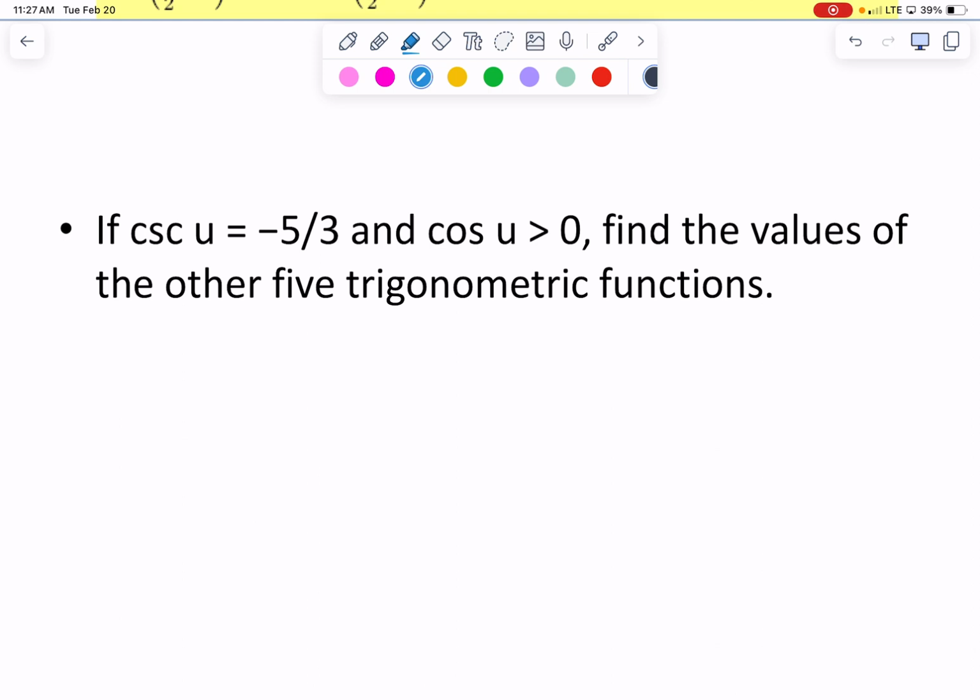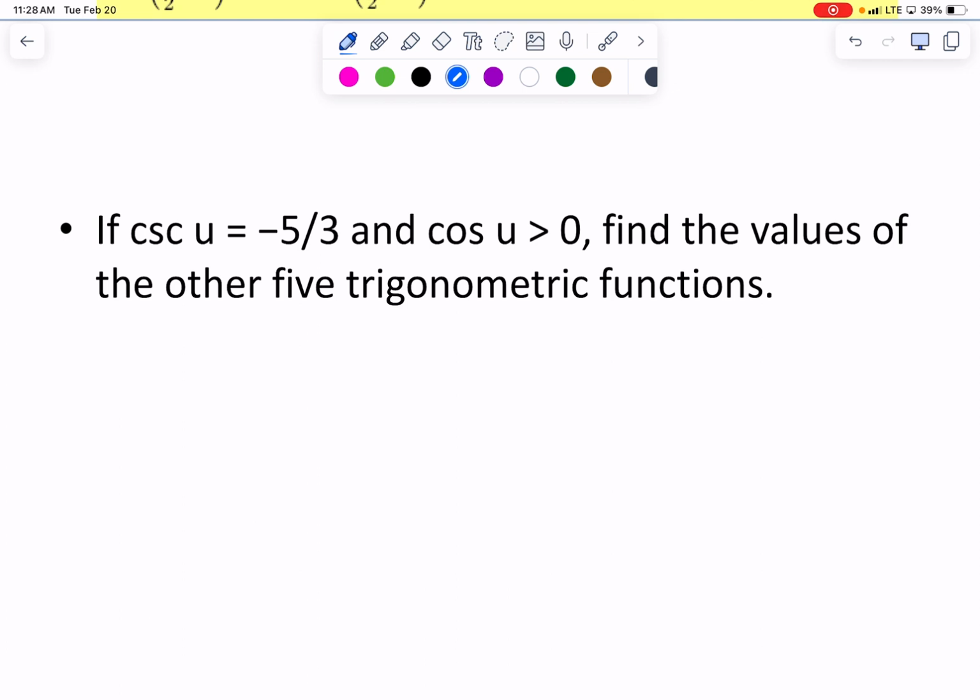So let's look at something like this. If cosecant of an angle U is equal to negative 5/3, and cosine of that same angle is positive, find the values of the other 5 trigonometric functions. So if I start with this, you guys should have this in your notes, right?